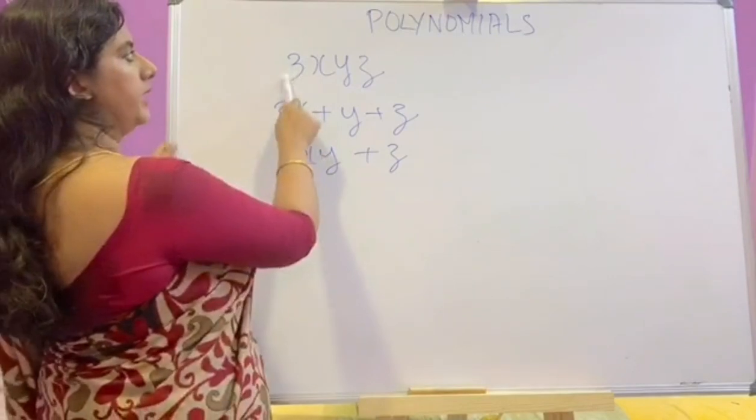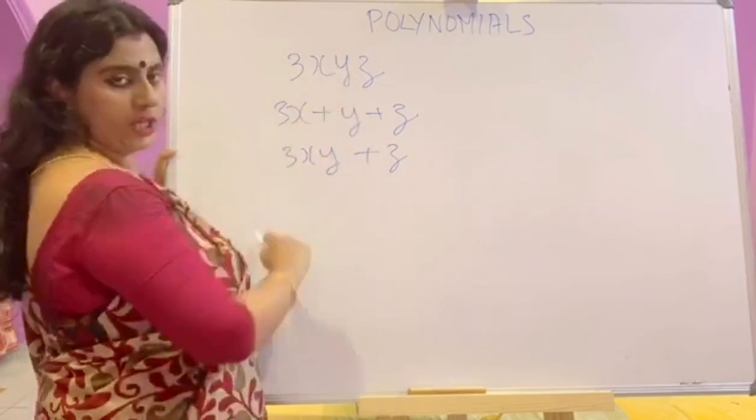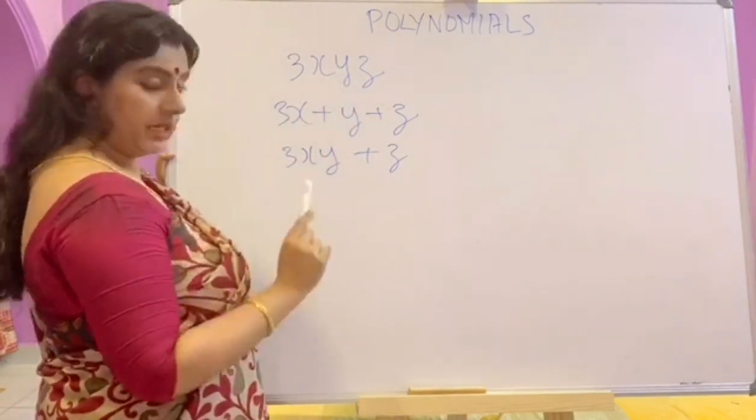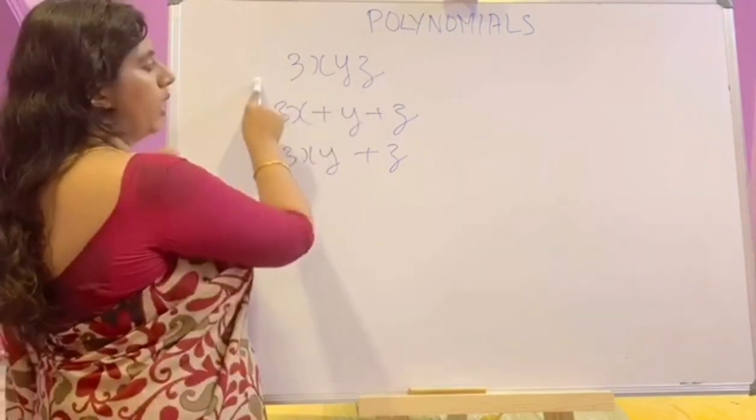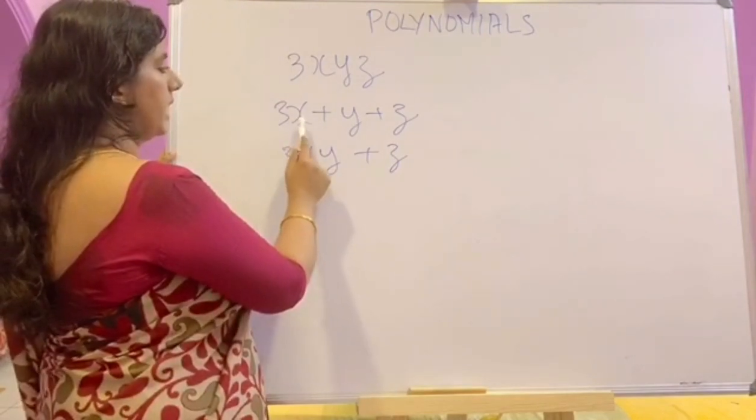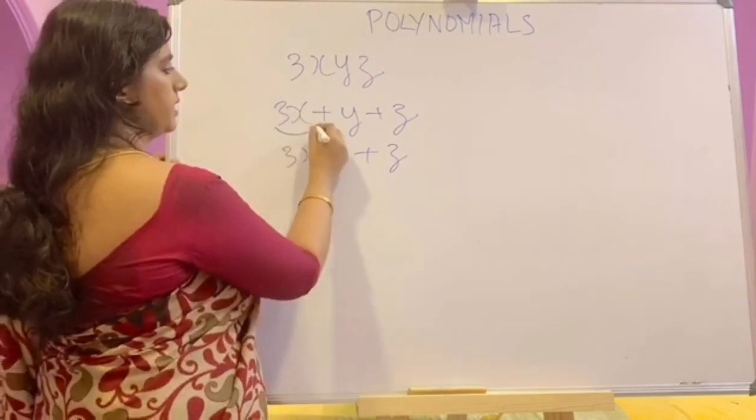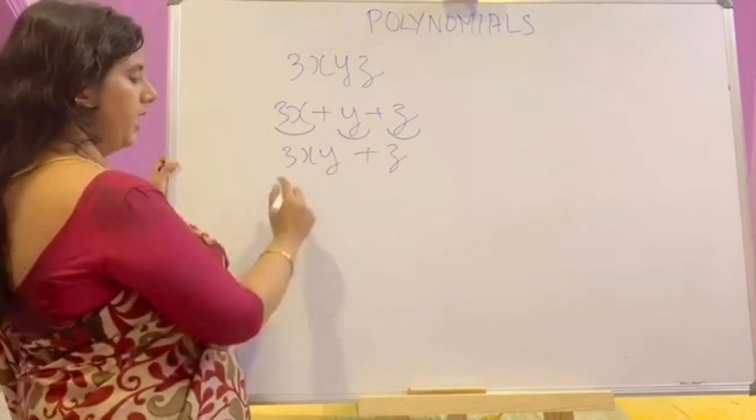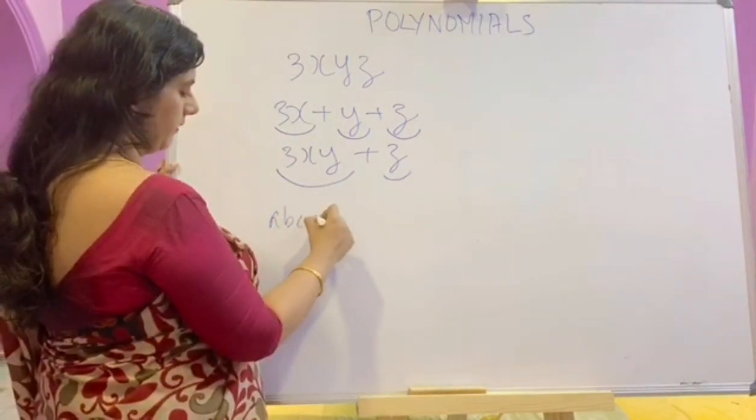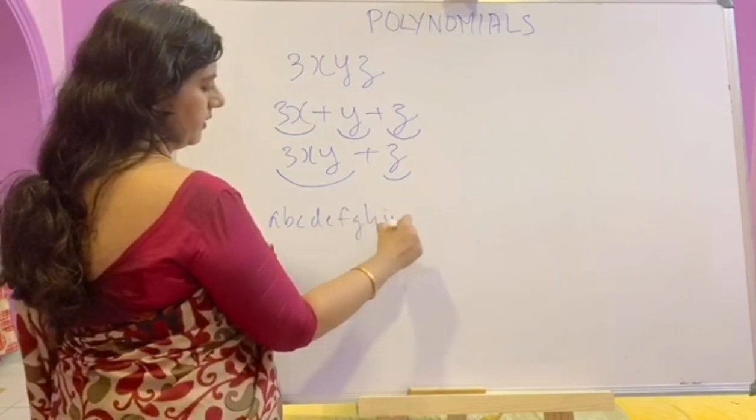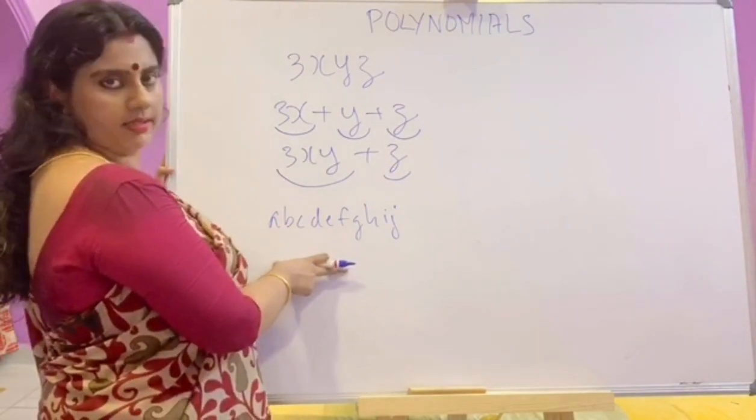Here 3 into x into y into z. Here all are multiplication. And if it is multiplication, we can't differentiate it as terms. It is simply one term. Here there is 3x plus y plus z. Here you will get first term, second term and third term. And here first term and second term. Simply like this. This, if it is given like this, this is a single term.